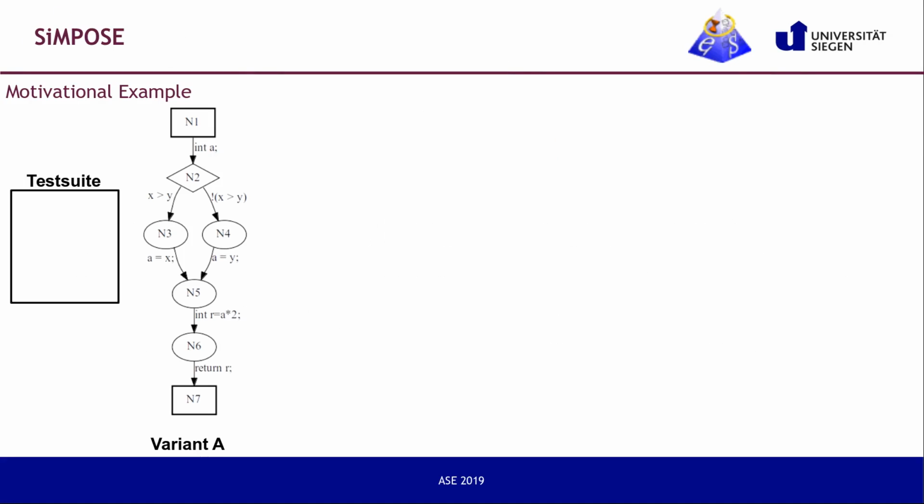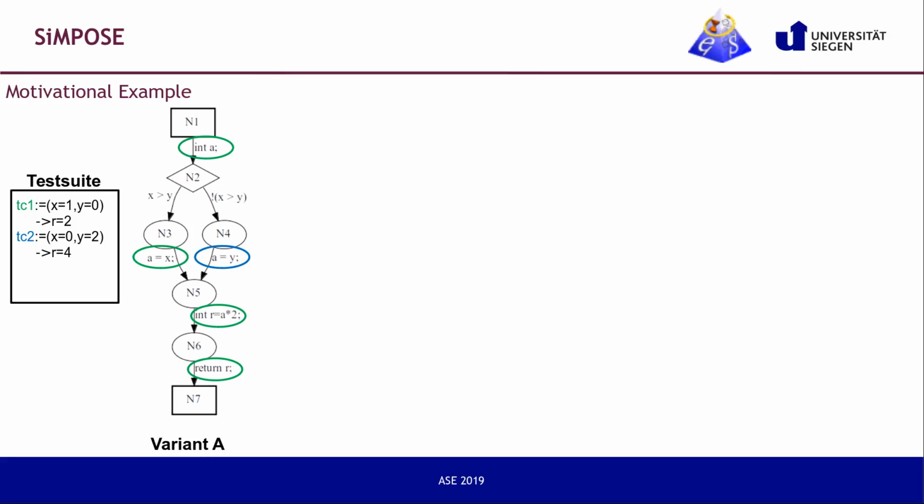Let us now take first a closer look at a motivational example. We have a program variant which needs to be tested. Thus we introduce a new test case 1, which covers the basic blocks. Now if we want to test the other path, we need another test case 2.